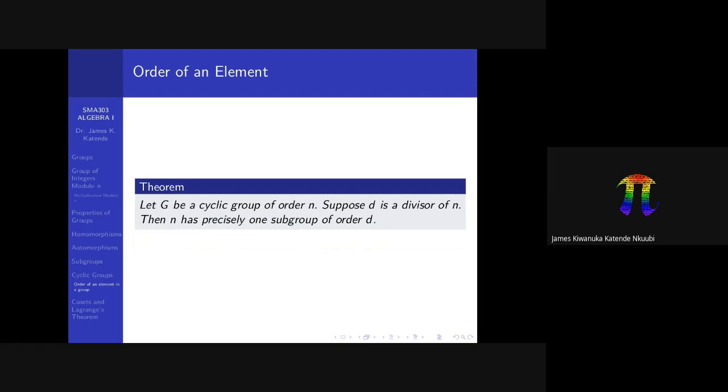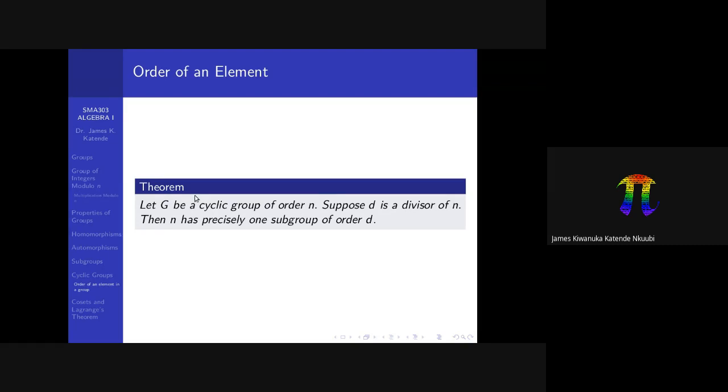So here is a theorem again. It says let G be a cyclic group of order n, and suppose D is a divisor of n. Again, we are very specific. This is only true for cyclic groups. So this theorem says that under these conditions, G must have exactly one subgroup of order D, a unique subgroup.